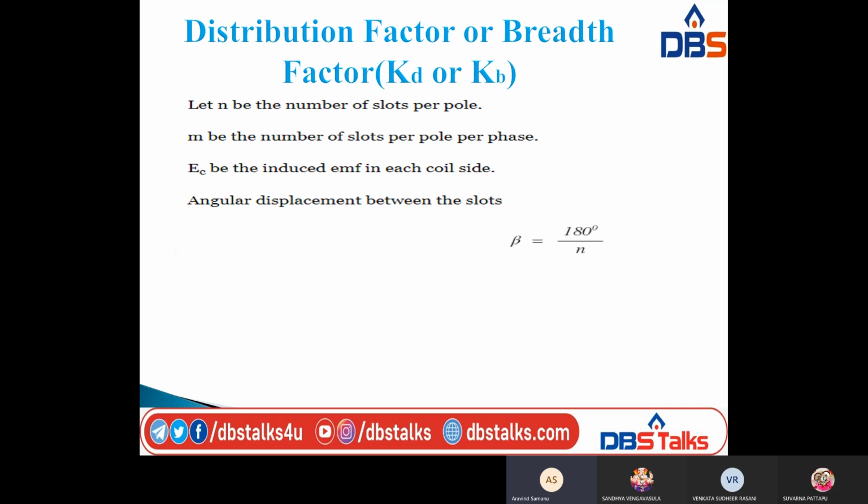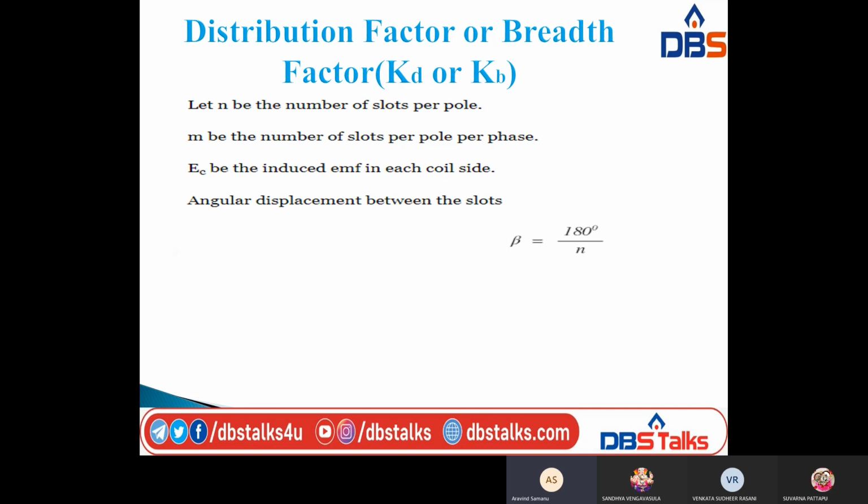And the angular displacement between the slots, that is beta, is equal to the slot angle, that is equal to 180 by n. I already discussed this beta angle in the previous classes. So slot angle beta is equal to 180 by n, that is the phase difference contributed by one slot in electrical degrees. The phase difference contributed by one slot in electrical degrees is called the slot angle. That is beta is equal to 180 by n.